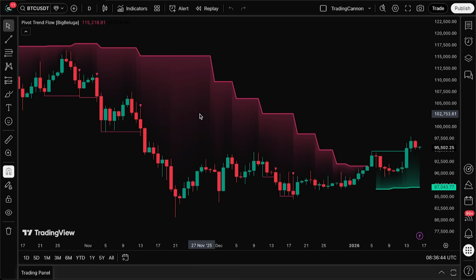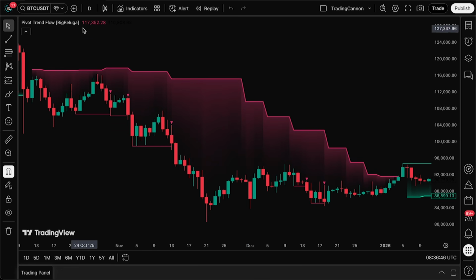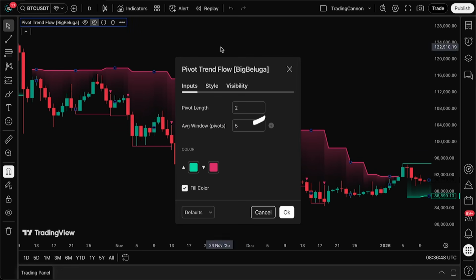Setup. Now, tweak the settings. The main ones are pivot length, default around 2, smaller for faster signals on lower time frames like 15 minutes, larger like 5 for smoother on daily charts, and average window. How many pivots to average? Try 10 to 20, higher for stability in choppy markets.